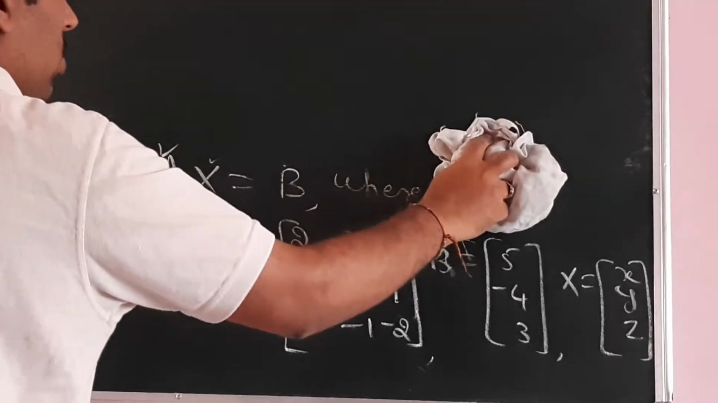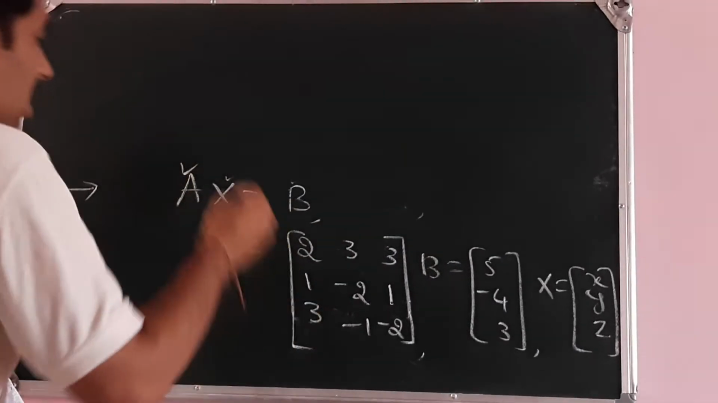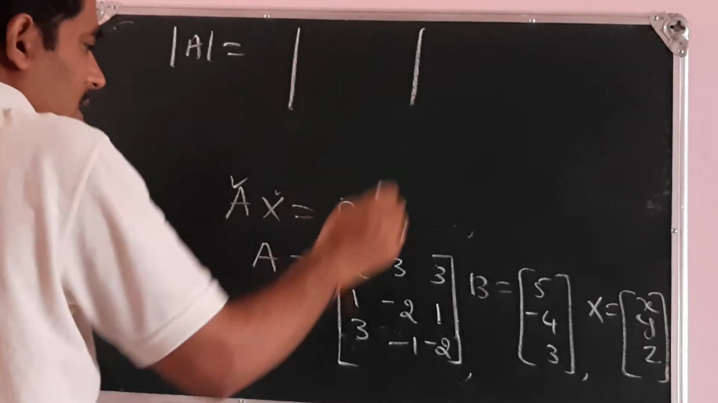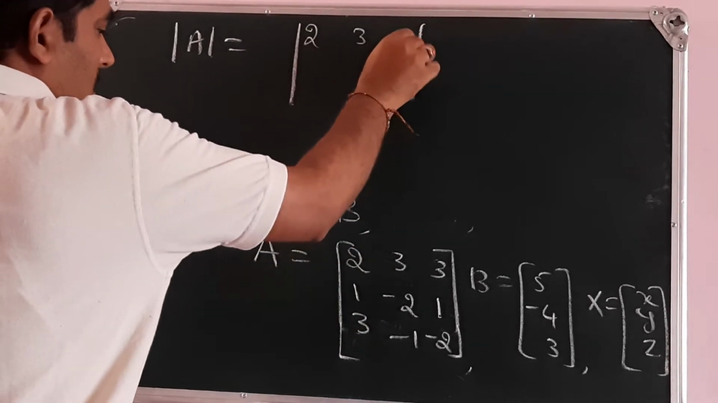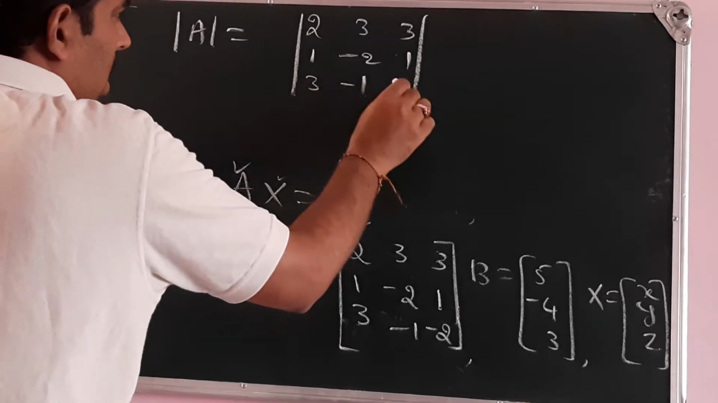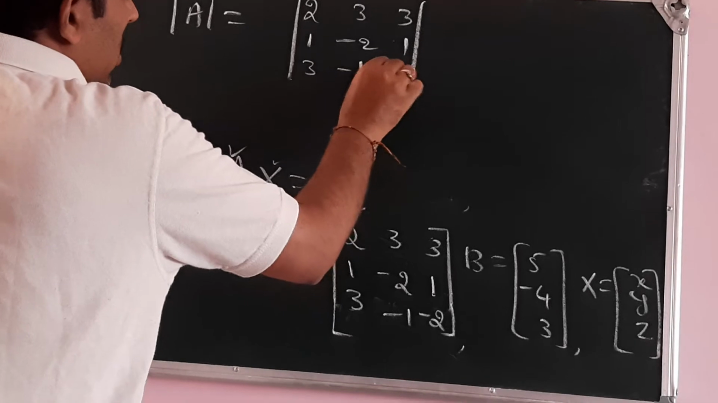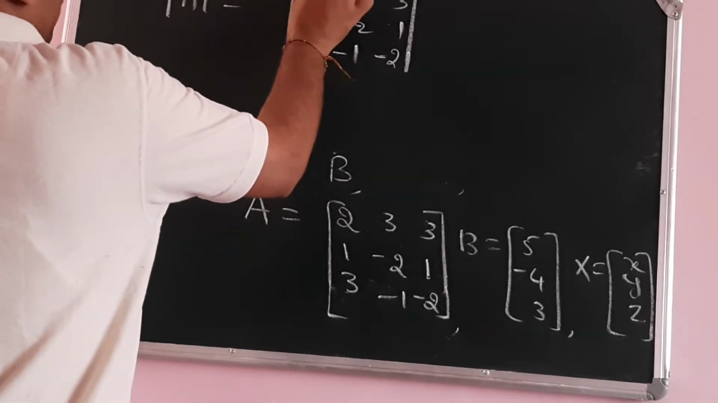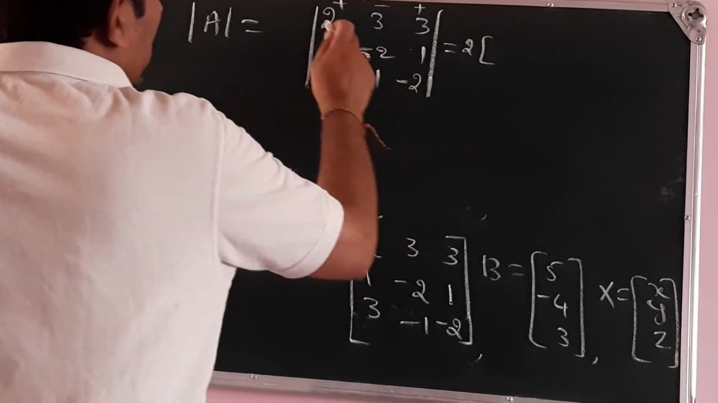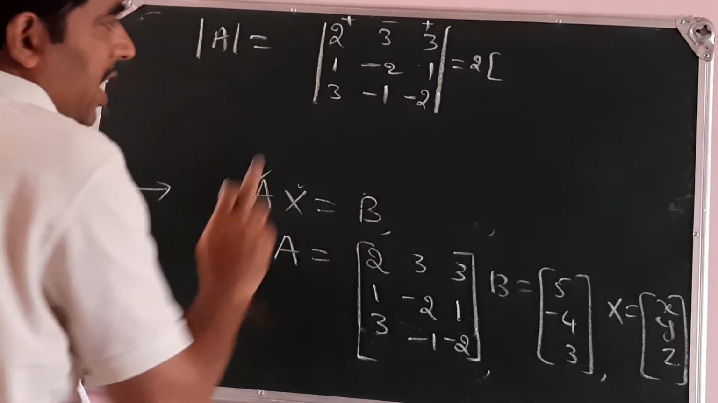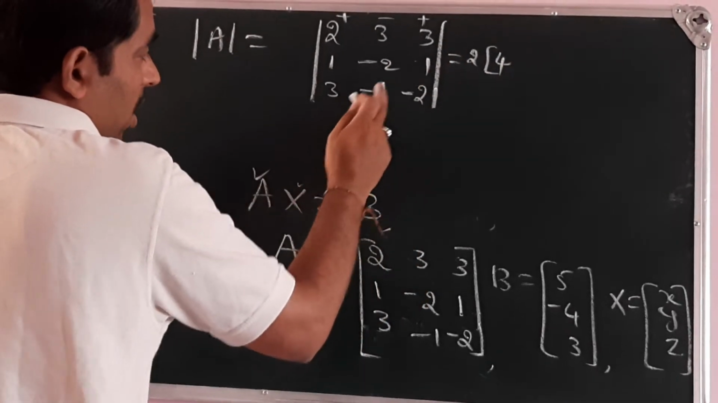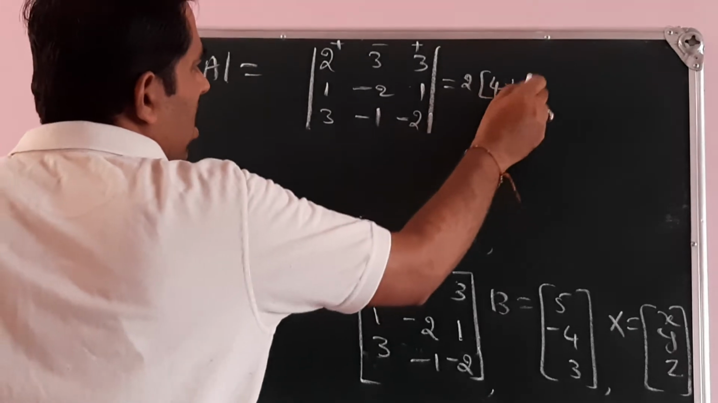So what we have to find out here? We have to find the determinant. Consider the determinant of A: 2 3 3, 1 minus 2 1, 3 minus 1 minus 2. Let us expand this along the first row. 2 into, leave this column and this row, minus 2 into minus 2, minus 2 into minus 4 is 4, minus of the product minus 1, so 4 minus of minus 1 will be plus 1.